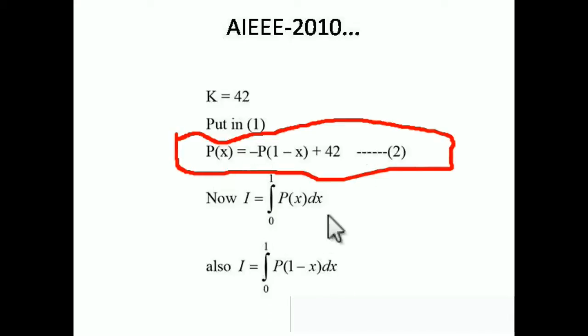This formula we have learned in my video lectures. Those students who don't know that, please go to the topic video lecture and watch that. Okay, so here we have 0 to 1 p of 1 minus x dx. Now just add them up.